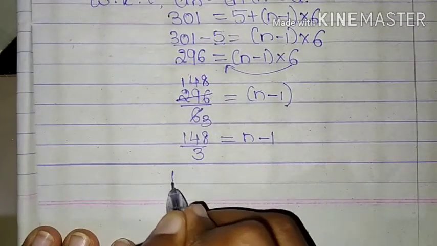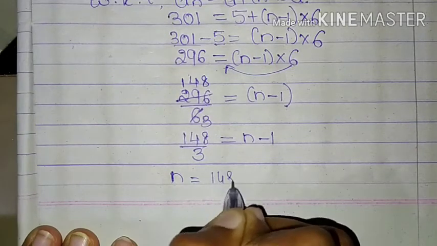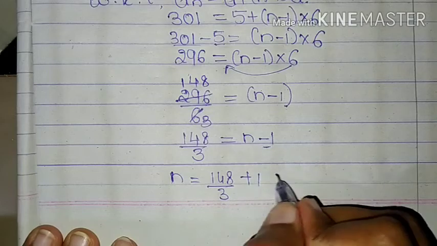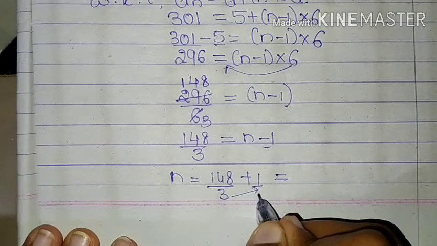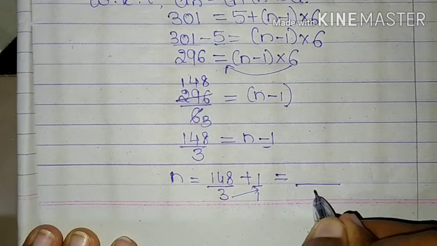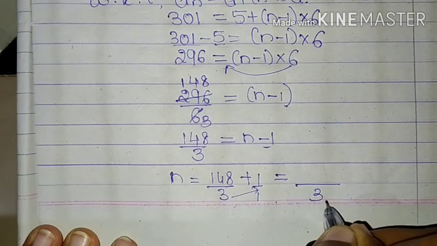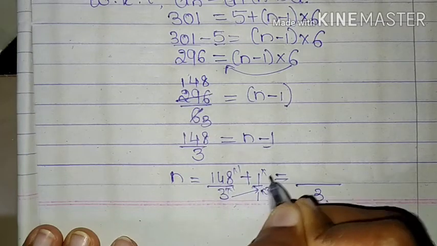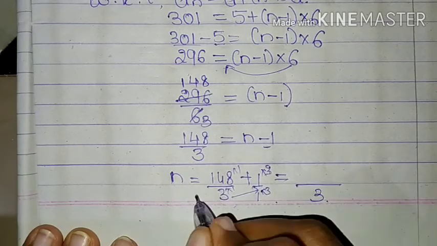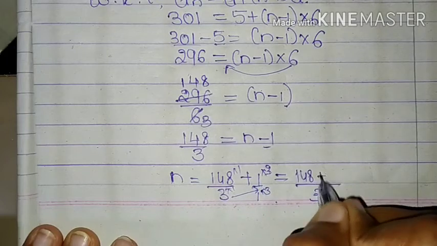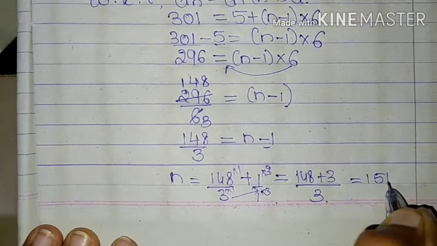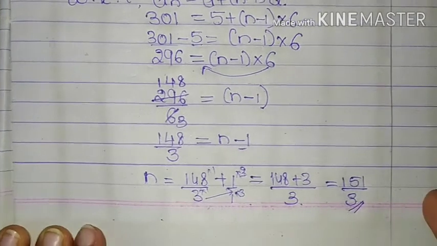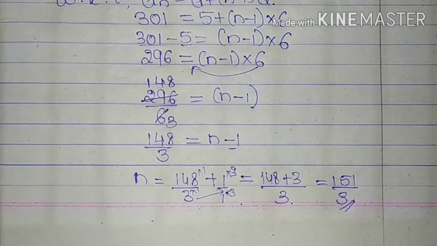So now n is equal to 148 by 3 plus 1, because it was subtracted here. There is no common denominator here, so the LCM of the denominators 3 and 1 is 3. 3 1s are 3, multiply by 1, and 1 3 is 3, multiply by 3. So it is 148 plus 3, which is equal to 151 by 3. So here we got our value of n to be a fractional number.